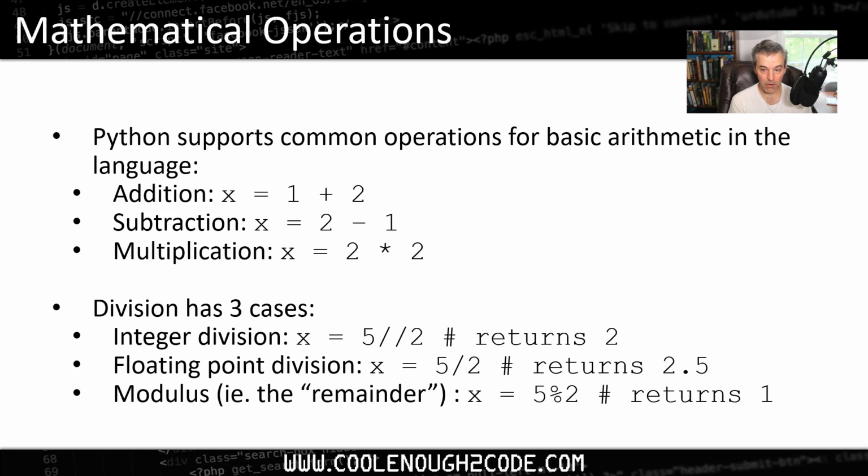So if I go 5 mod 2 or 5 modulus 2, I'm going to get back a remainder of 1. If I do 4 mod 2, I would get a remainder of 0 because that divides into it evenly. And so this is how you can get back that remainder portion of the division operation if you're wanting that kind of division to go on.